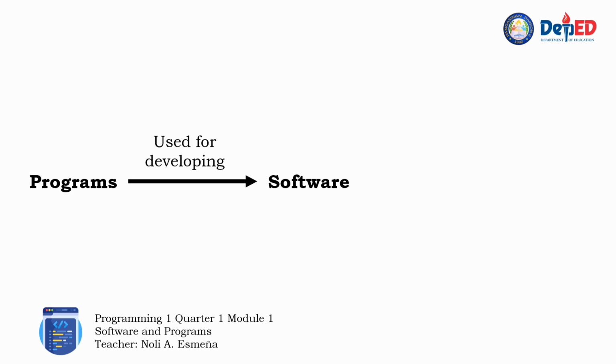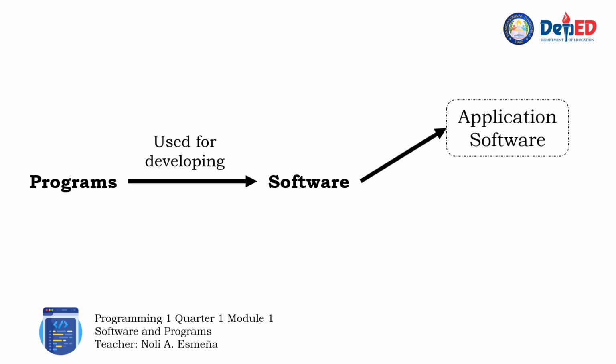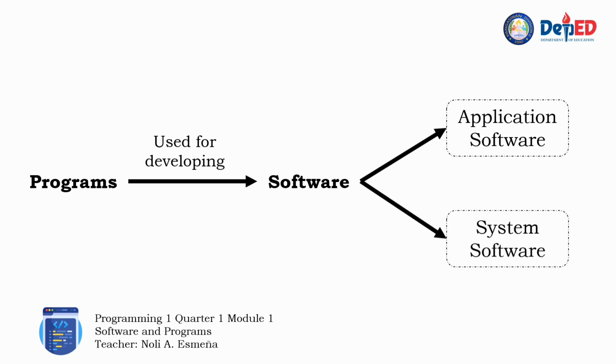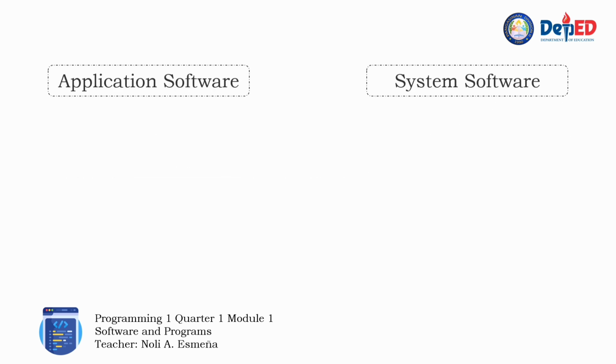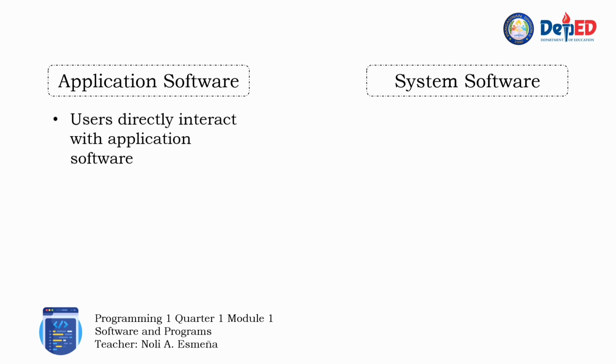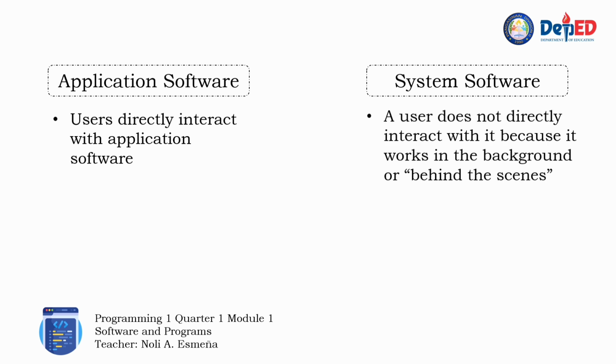There are two types of software that programmers can create. First is the application software, and the other one is system software. What is the difference between them? Users directly interact with application software, while a user does not directly interact with the system software because it works in the background or behind the scenes.